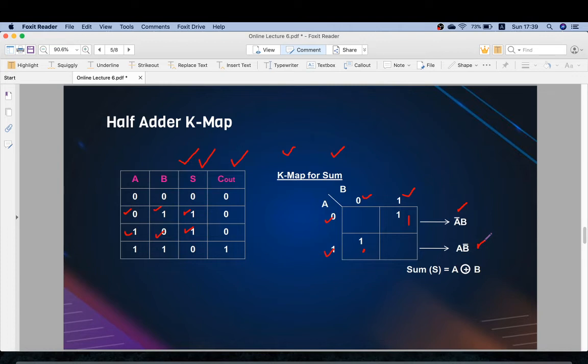So now we will make the Boolean expression or equation for this. As we know, in Boolean algebra, if we get this expression, it can be written as A XOR B. So the output function equation for sum S is A XOR B.